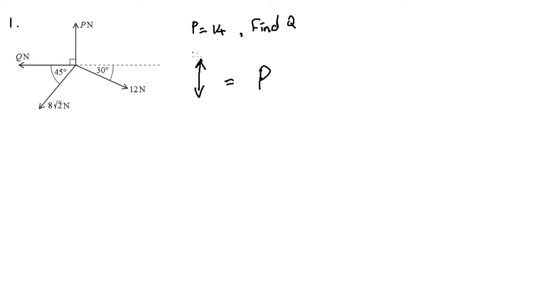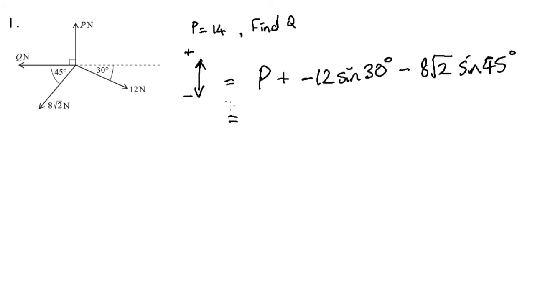So let's denote upward as positive, downward as negative, plus the negative 12 Newton because it's going downwards, sine 30 if you did the method of resolving. So that is negative 12 sine of 30 degrees. And you still got another force with a vertical component to it. So that is 8 root 2 newtons at 45 degrees. So that would be another subtract 8 root 2 sine of 45 degrees.